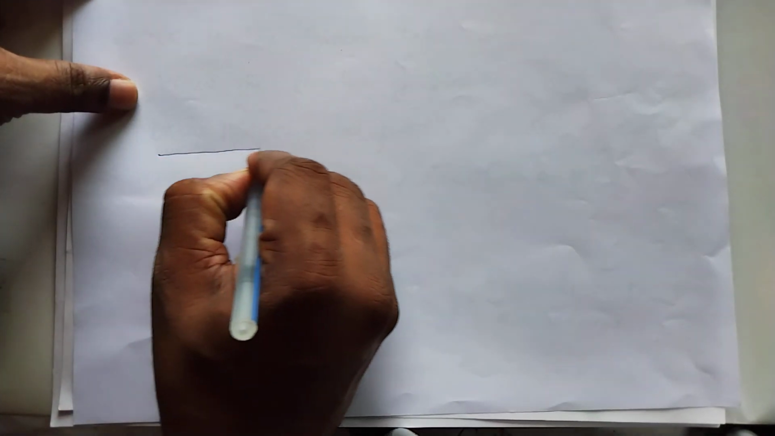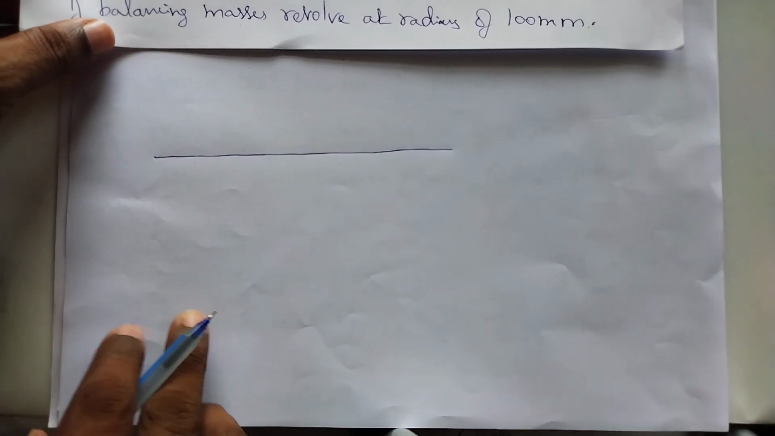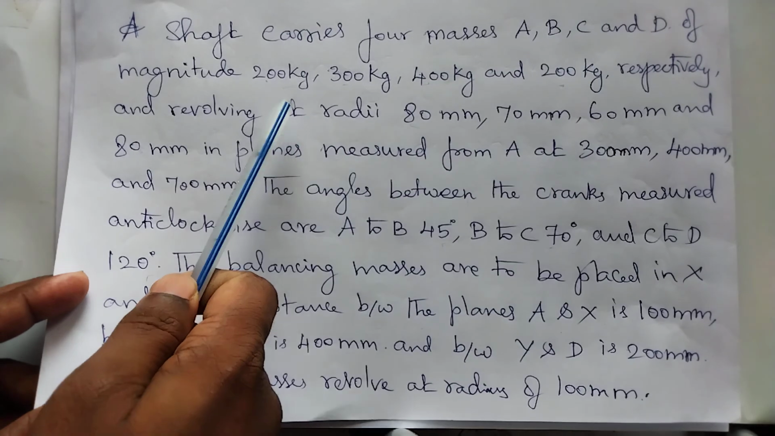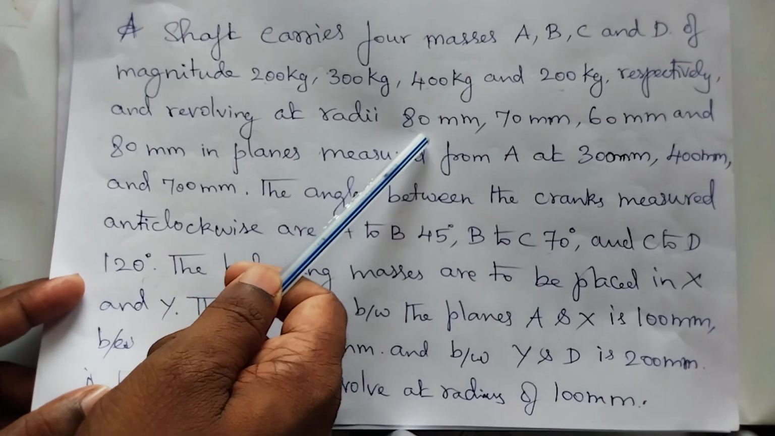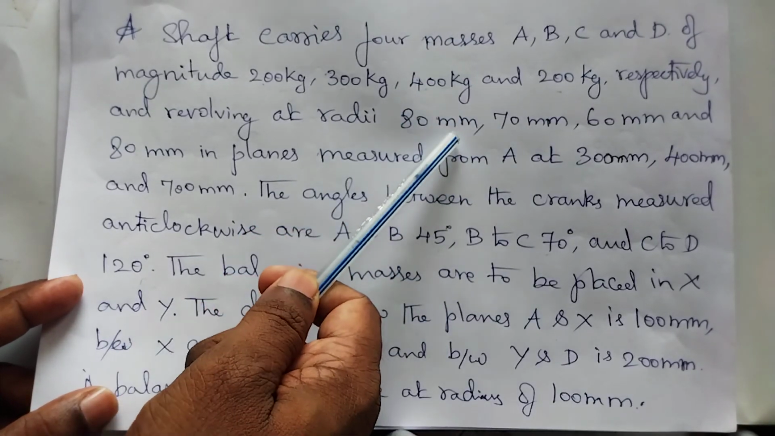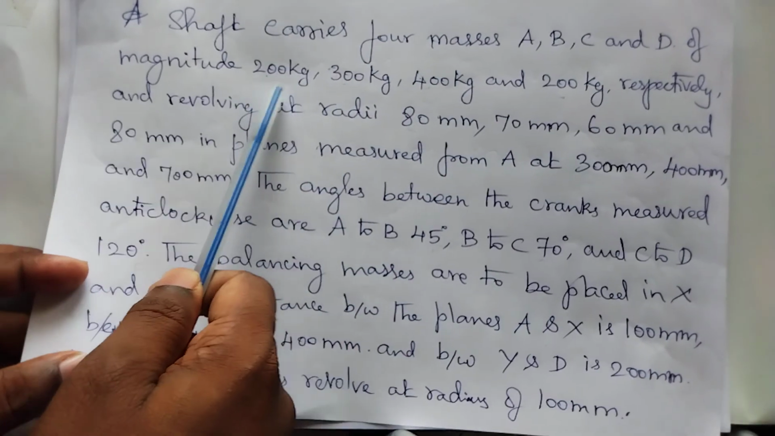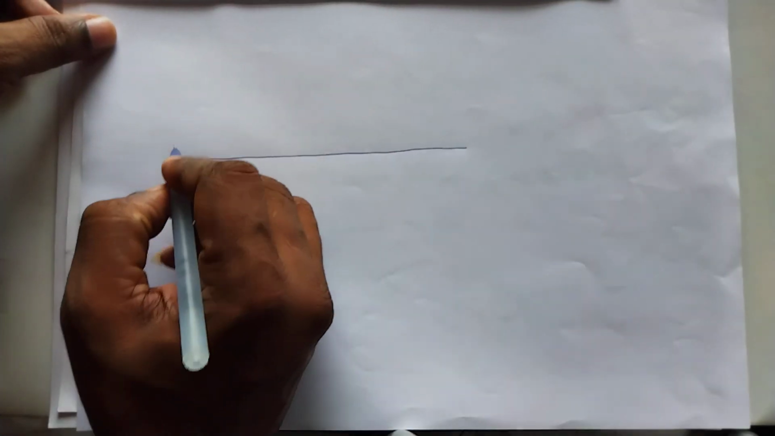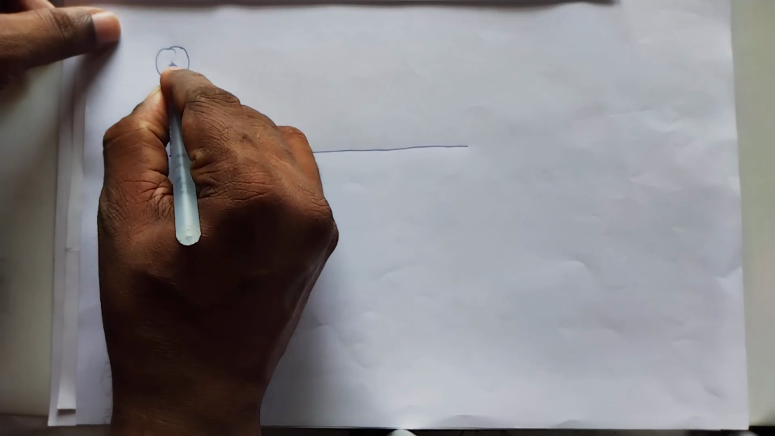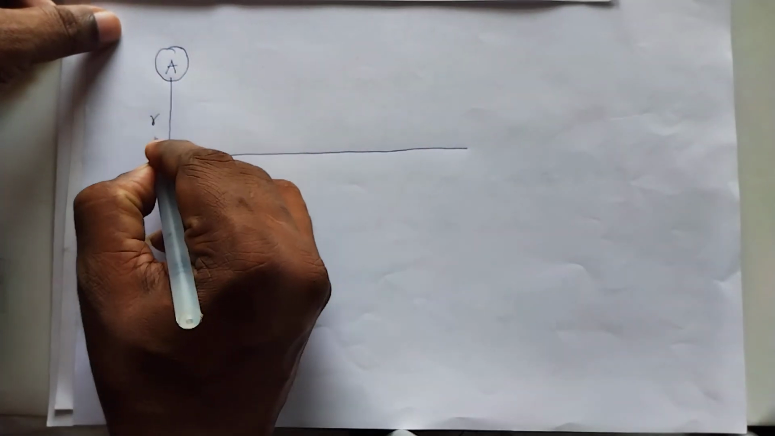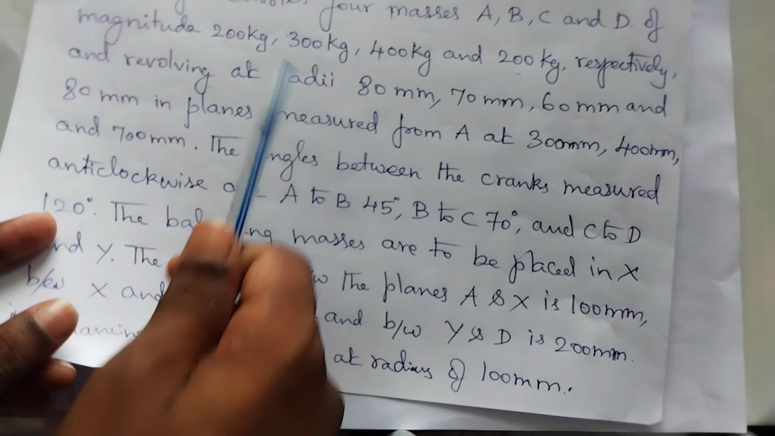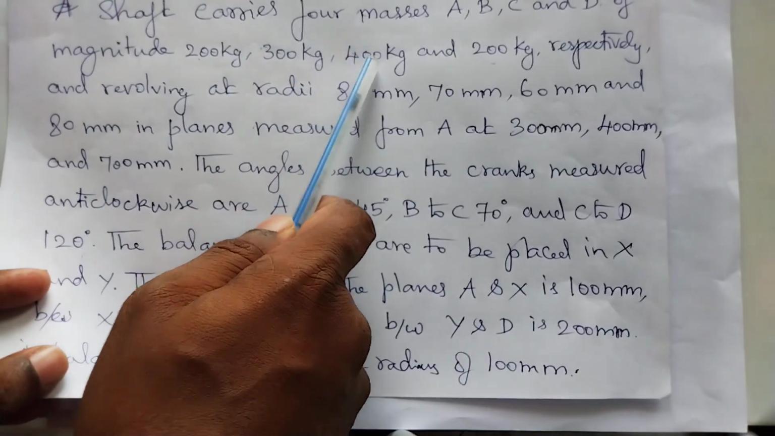So totally four masses. First draw the axis of rotation line. Then you have four masses A, B, C and D. You know the weight of each mass and the corresponding radius. Here the radius is given in millimeters; you convert it to meters. So I will take this as the first mass, 200 kg, and represent it here, with the corresponding radius here. Then the second mass, third mass and fourth mass.